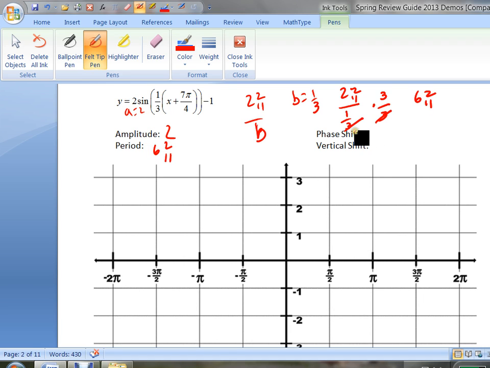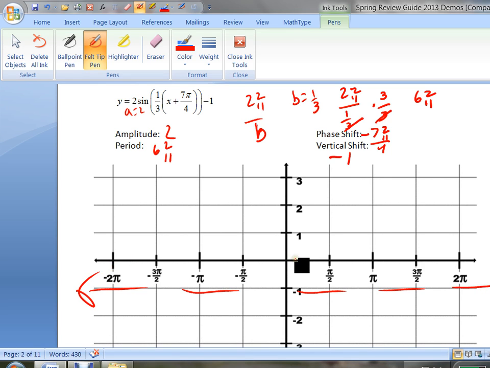Then the phase shift is 7 pi fourths, and negative 7 pi fourths. And the vertical shift is negative 1. So to find the new x-axis, the vertical shift is negative 1, so you drop it down 1. So negative 1 is your new x-axis.